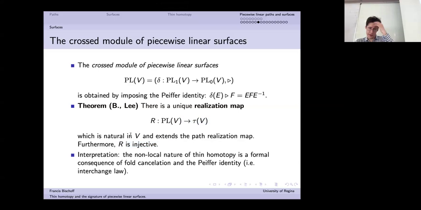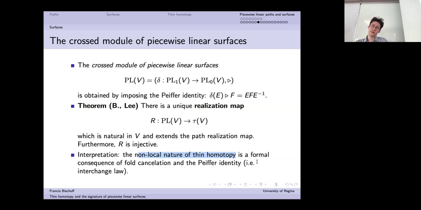The interpretation of this is that the non-local nature of thin homotopy is a formal consequence of fold cancellation and the Pfeiffer identity, in other words, the interchange law. So if you only require cancellation of folds and you require the Pfeiffer identity or interchange law, you automatically get all of these non-local cancellations.